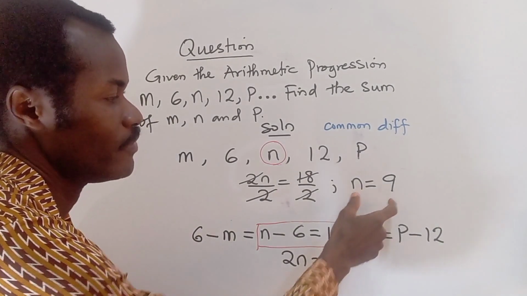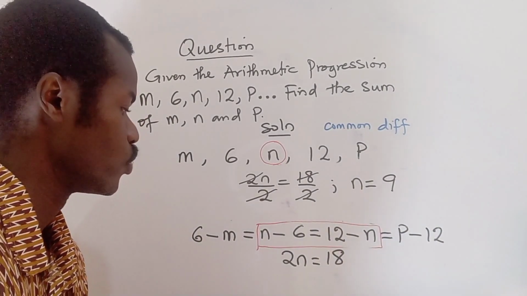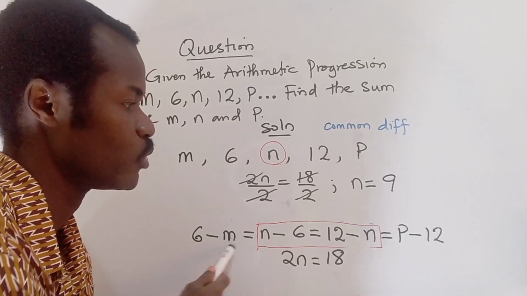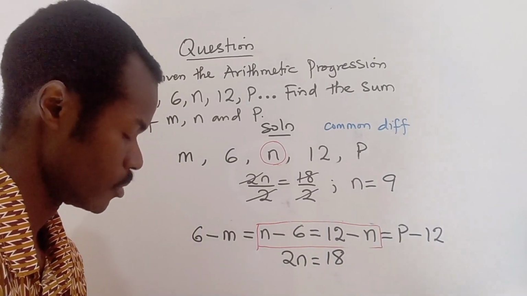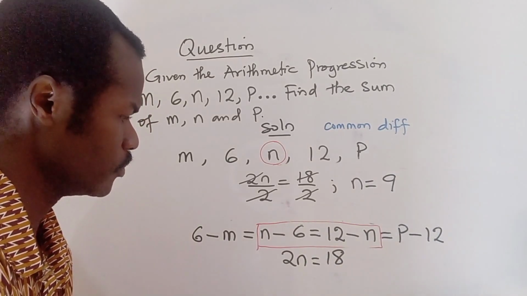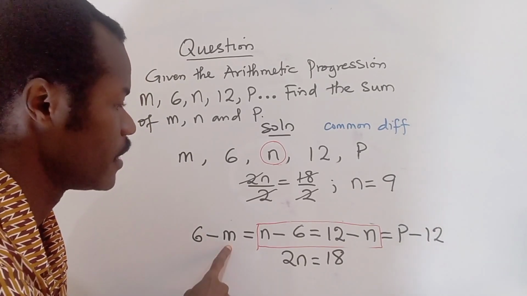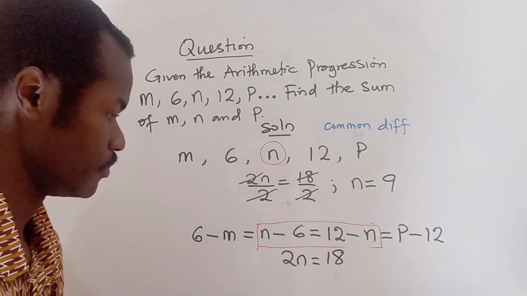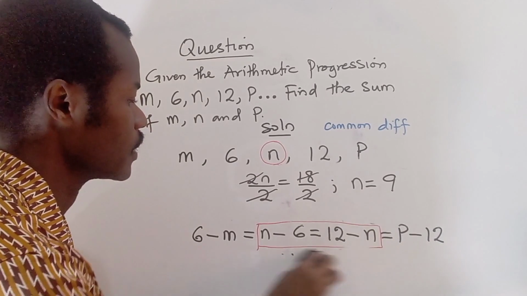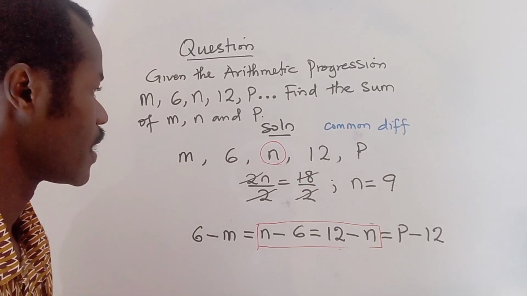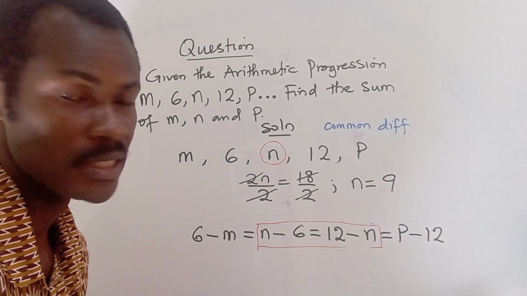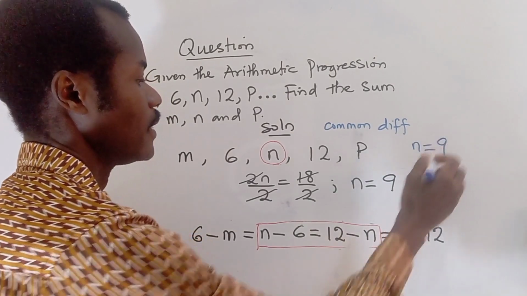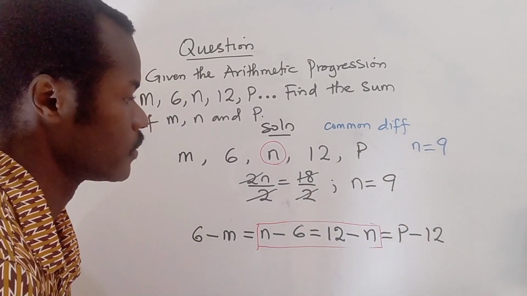Now that we have the value of n as 9, we can solve for m, and we can also solve for p. So let's solve for m and p using the value of n. Remember, we've gotten our n as 9. So let me write it: our n is equal to 9.